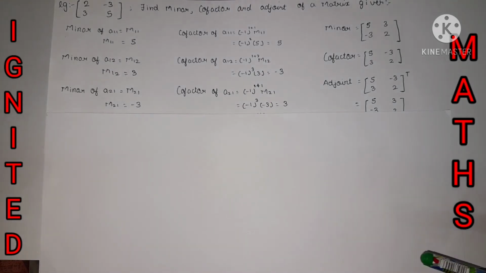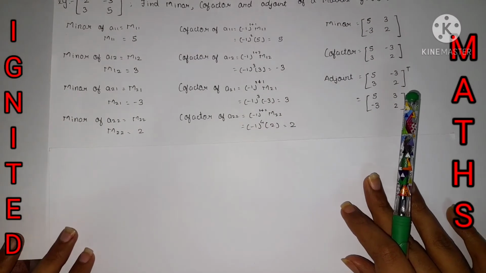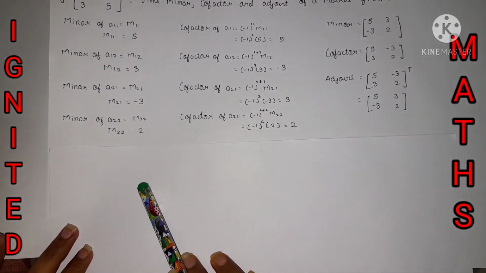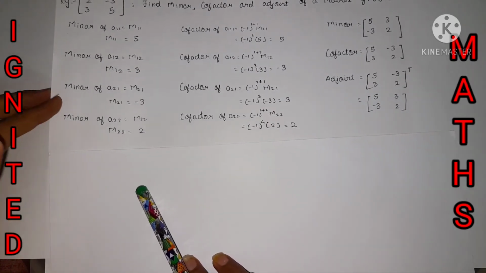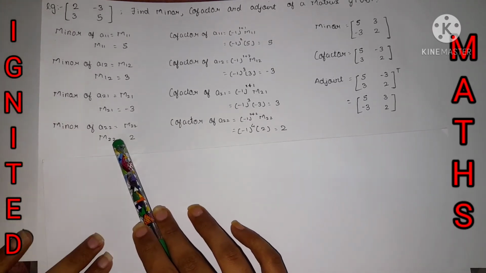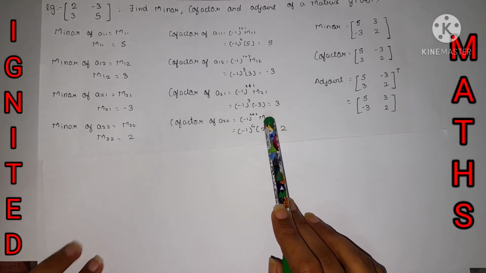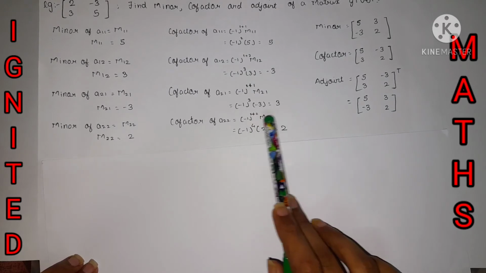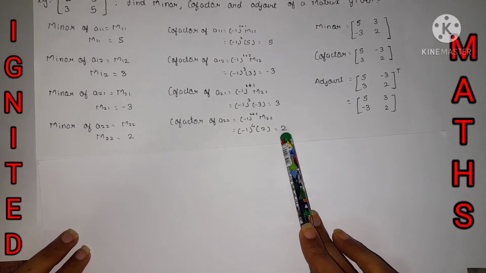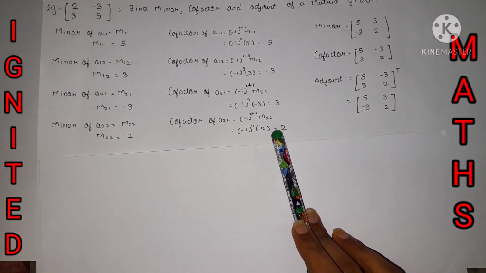Now at last, the fourth element, minor of A22 element. Minor of A22 element will be M of 22, and M of 22 value will be 2, because the second row and second column will be hidden, so the leftover term is 2. And the cofactor of A22 will be minus 1 raised to 2 plus 2 into M of 22. 2 plus 2 will be 4, and M of 22 value will be 2. And after doing the calculation we will get the answer as 2. We have come up with the minor elements and cofactor elements.